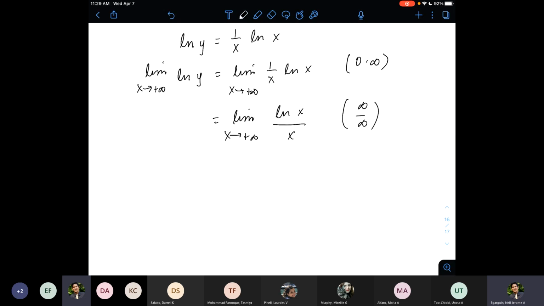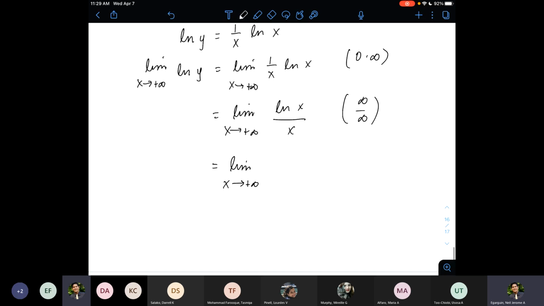Now we can view this as infinity over infinity. L'Hopital's rule will apply. Hopefully you still remember that guy. It says that you take the derivative of the top over the derivative of the bottom. Derivative of the top is 1 over x. Derivative of the bottom is 1. If we simplify, we'll simply have the limit of 1 over x as x approaches infinity. And this is equal to 0.